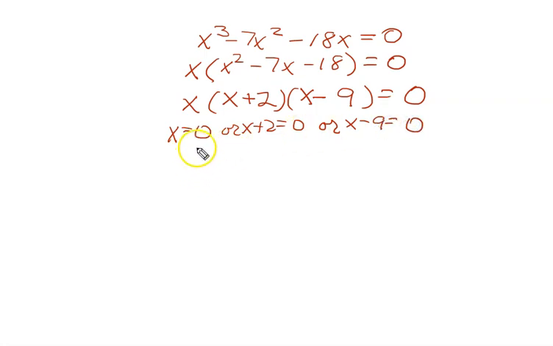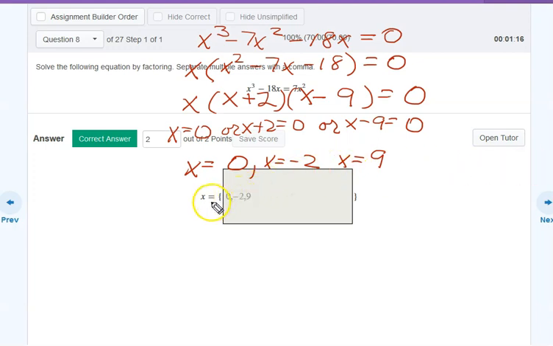And then our three answers are x equals 0. Now for this one, we transpose the positive 2. We get x equals negative 2. Transpose the negative 9. This is going to be x equals 9. And we'll go back to our regular board, and we see the answers listed there.